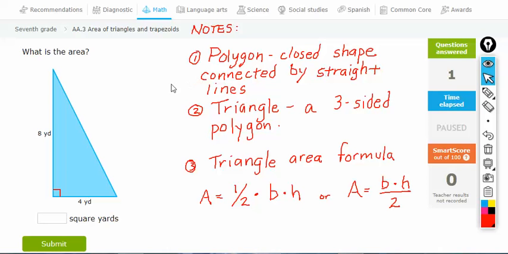Yo, welcome back. Today we are doing 7th grade AA3, area of triangles and trapezoids.